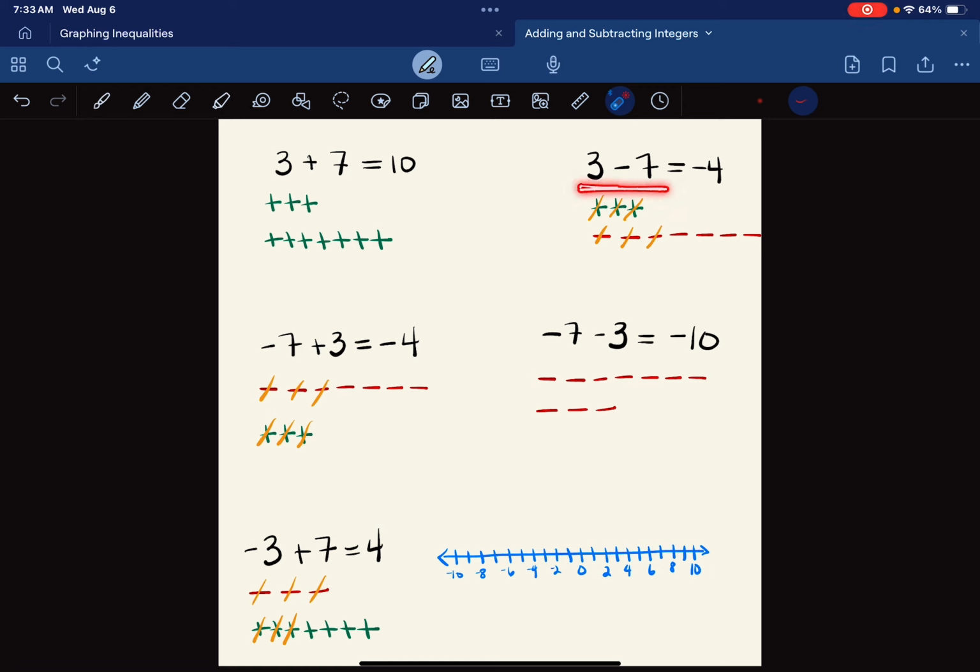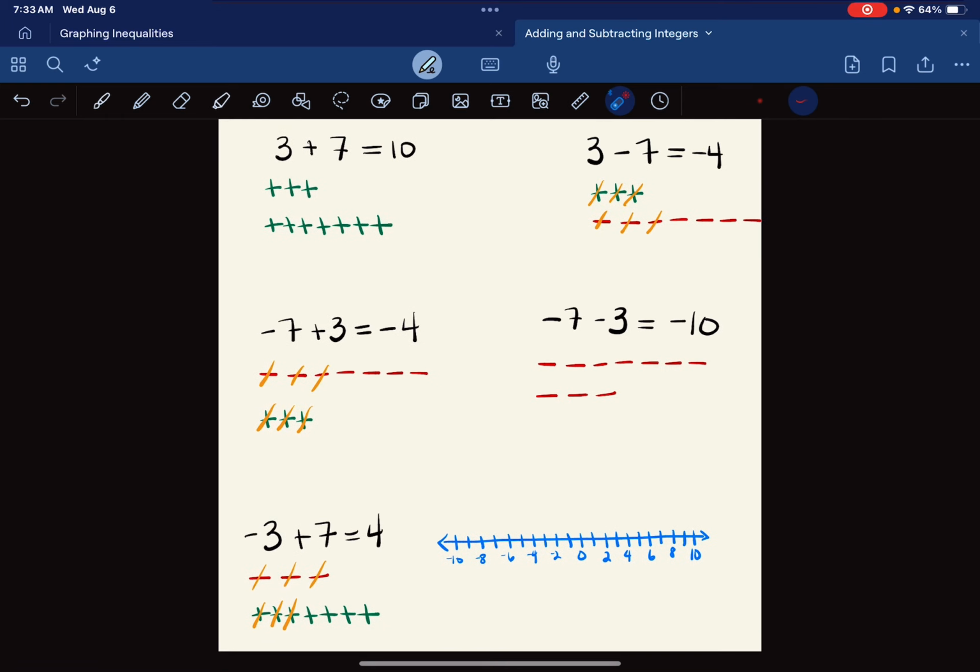In this first problem right here, we have 7 is negative and the 3 is positive. That means we have more of these negative values. Well, how many more do we have? We have 4 extra negatives, right? In this bottom example down here, we have a 7 and we have this negative 3. Who do we have more of now? We have more positives. Well, how many positives do we have that are extra? We have 4 extras.